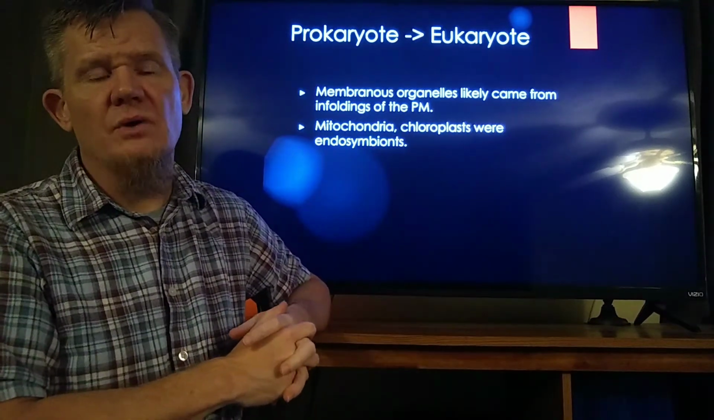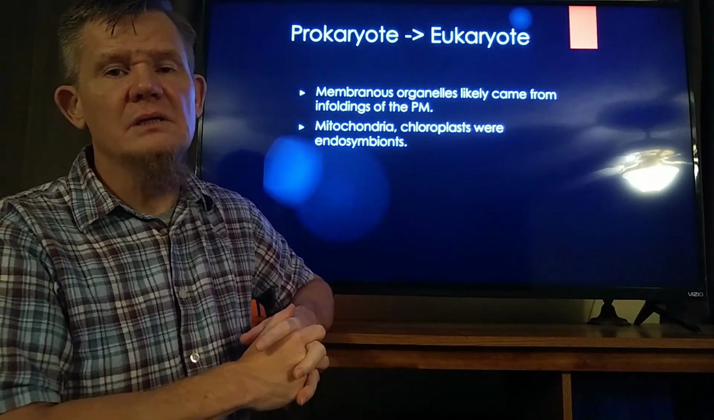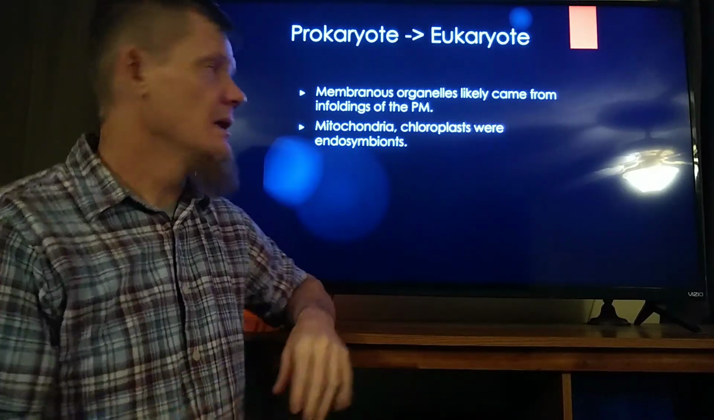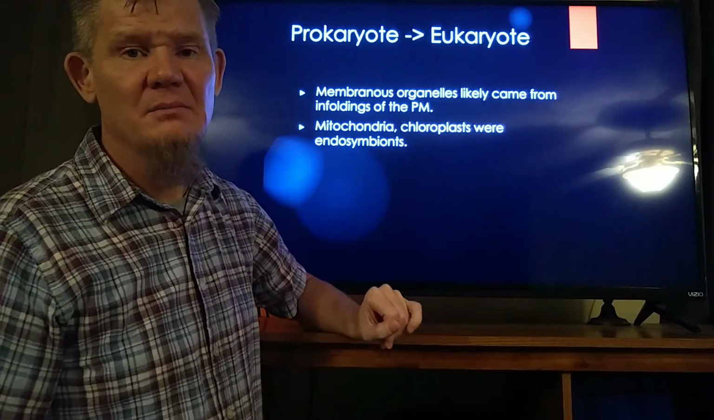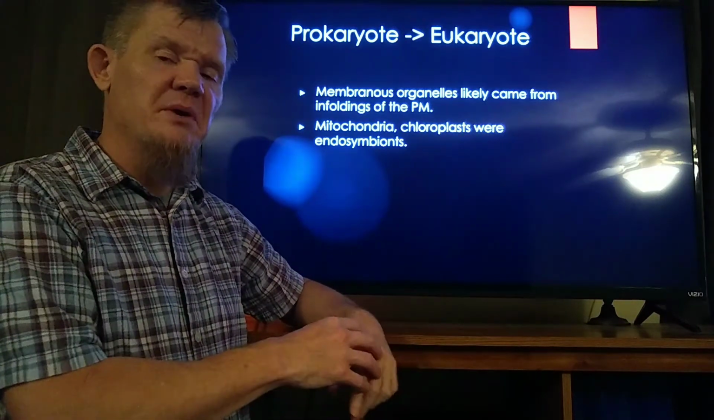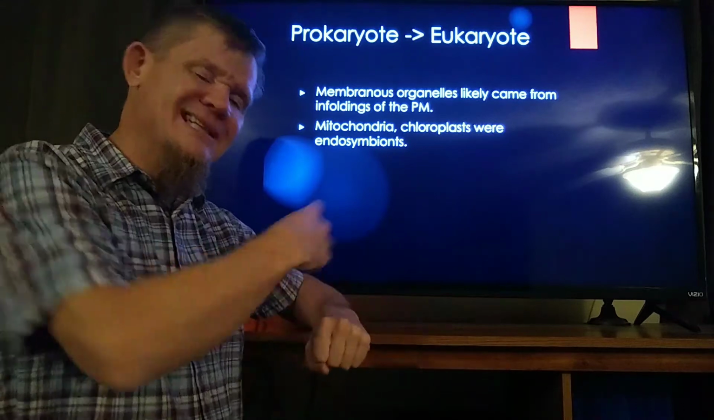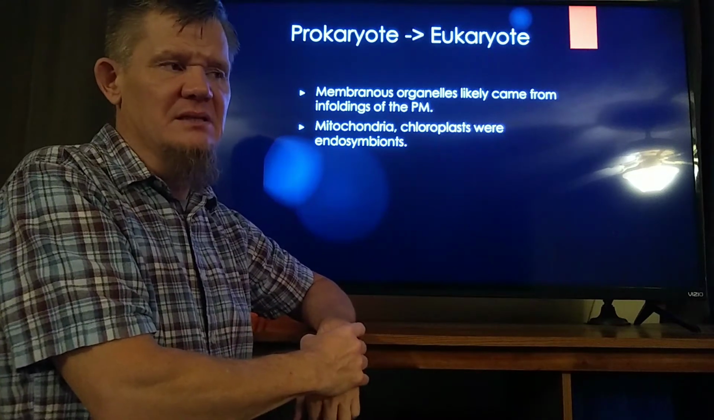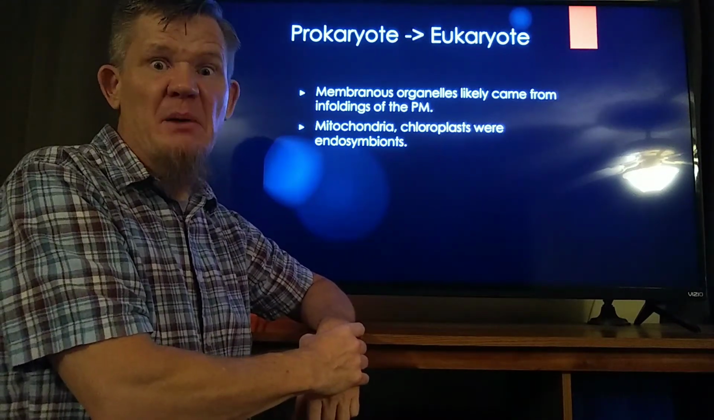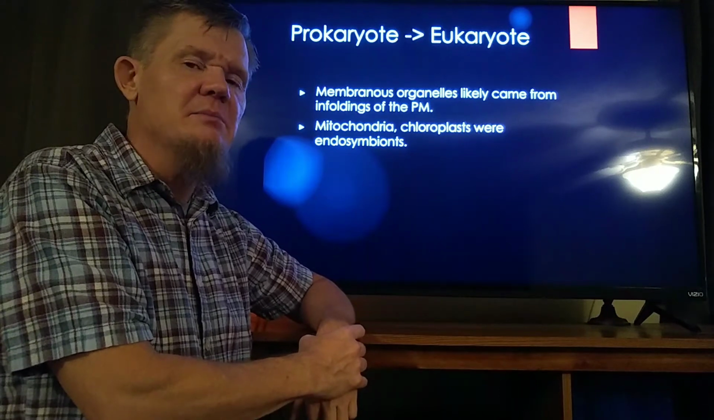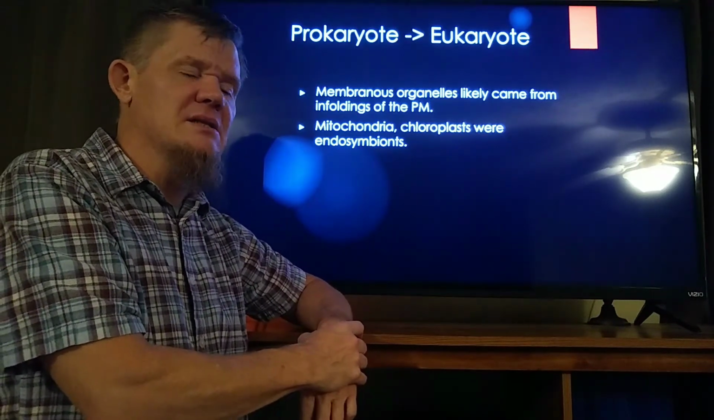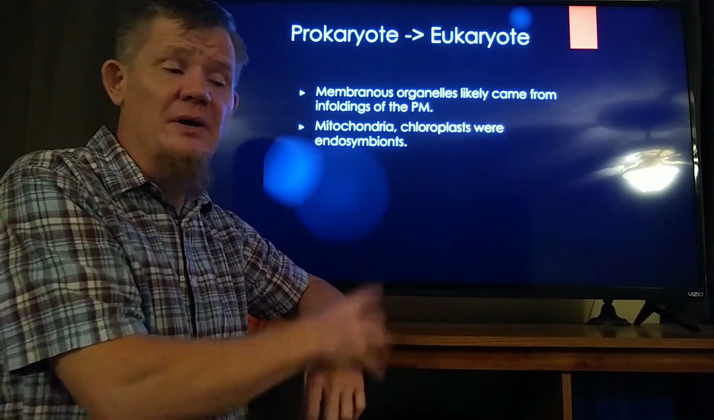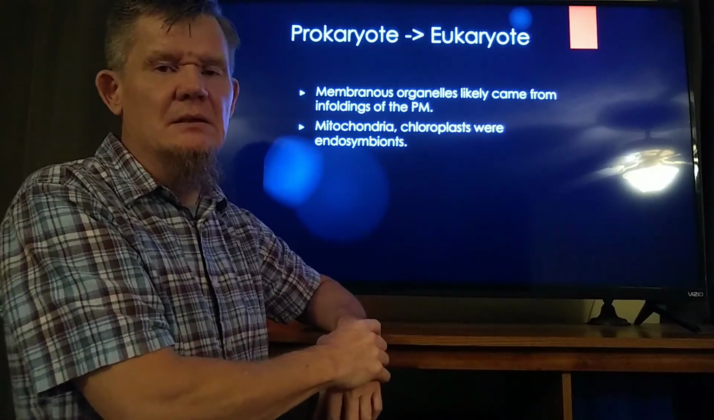These membranous organelles are likely infoldings of the cell membrane. Anywhere in my notes you see PM, that stands for plasma membrane. Plasma membrane just means the outer surface of a cell. I usually say cell membrane because it's easier to say than plasma membrane. So PM stands for plasma membrane, and that's just another way of saying cell membrane. Cell membrane is the outer surface, the outer skin of a cell.